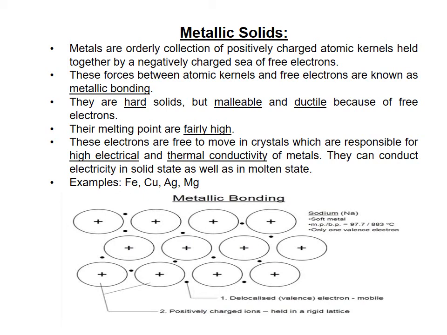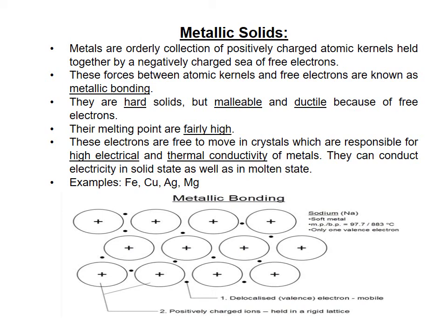As on your screen you can see in the diagram, by applying force, that is by hammering onto the metal, these atomic kernels and delocalized electrons slide one over another, and as a result they can be converted into metal sheets and wires. This property is known as malleability and ductility. These metallic solids are hard solids. They have high melting points.